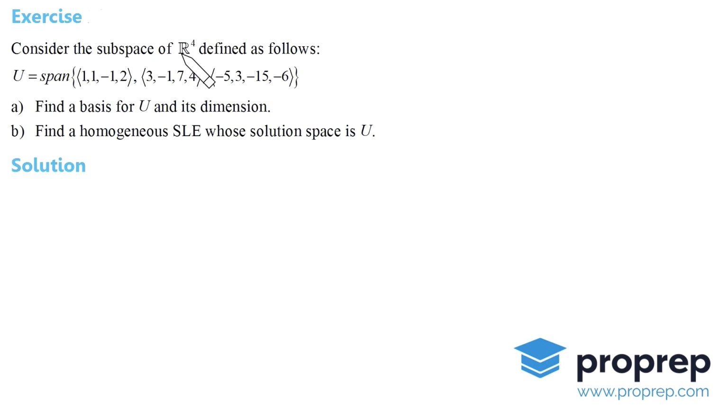In this exercise, we're considering a subspace of R4, four-dimensional real space, which is defined to be the span of these three vectors, and we give it a name, we call it U. The span is always a subspace. Also notice that for consistency, I make sure that they all have four components, so we really are in R4.